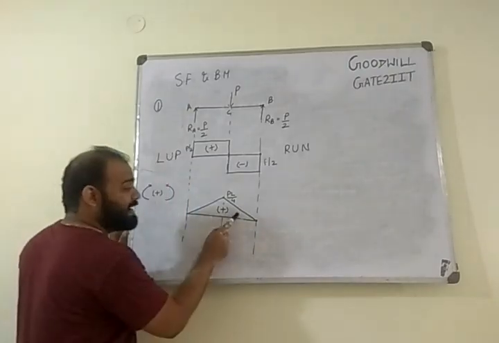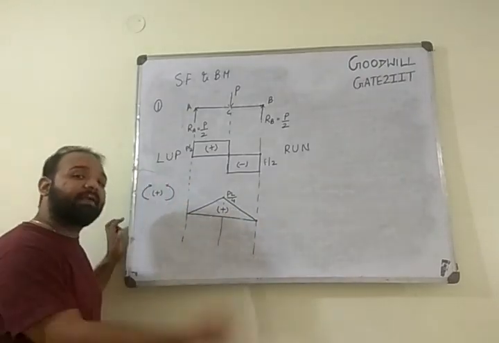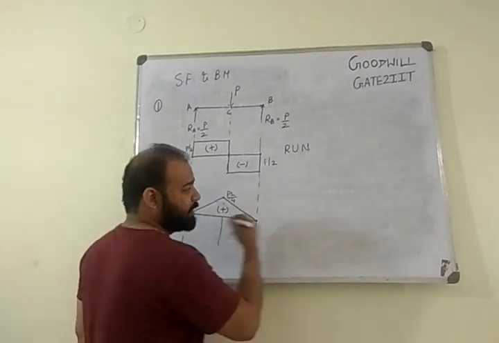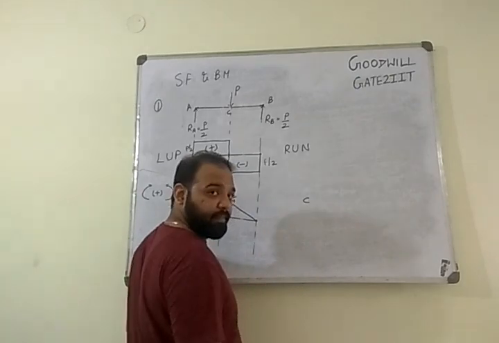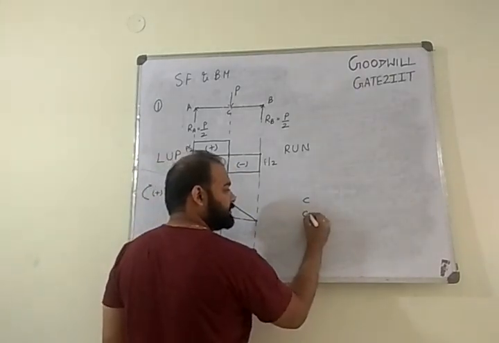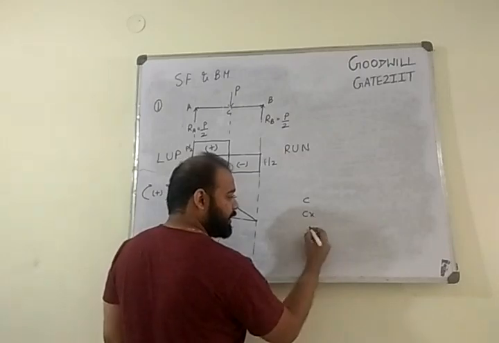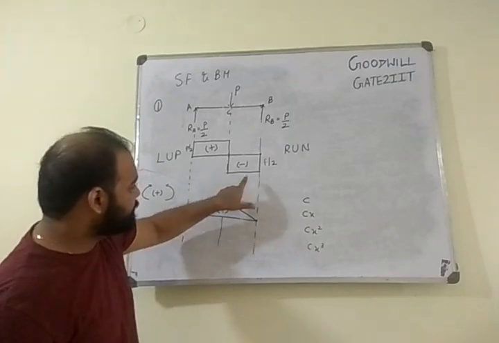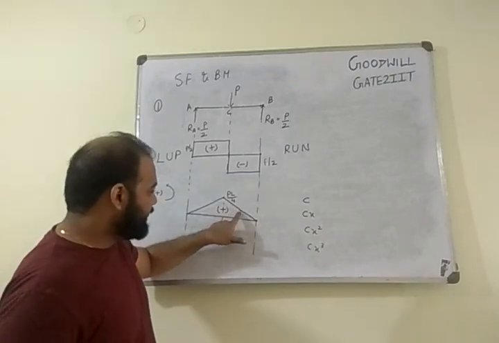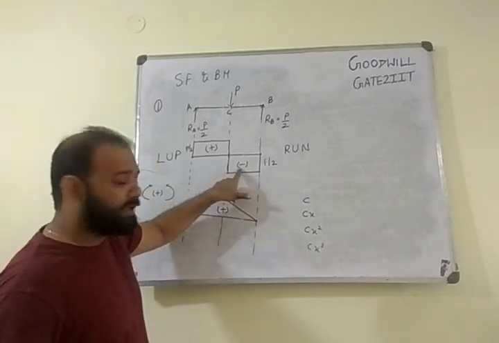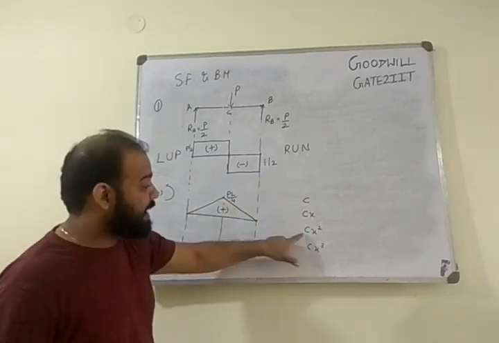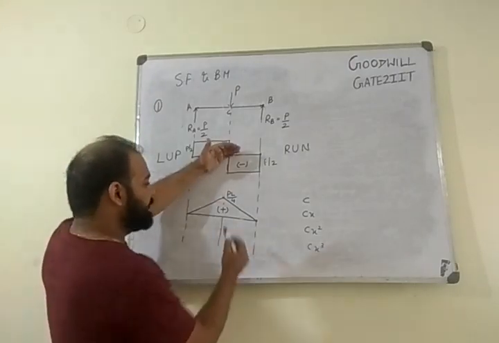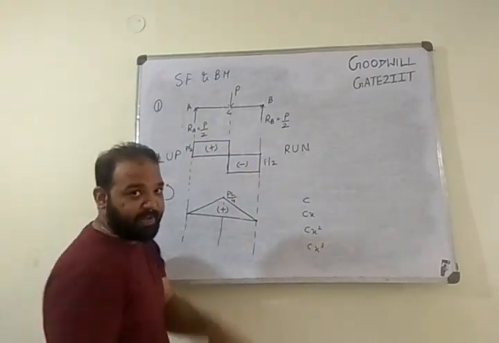Now what do you mean by this? Your bending moment diagram is one order higher than the shear force diagram. What do you mean by higher order? Anything constant in maths is, let's say, C. Higher order means C into X, then C into X square, C into X cube. So if your shear force diagram is constant, your bending moment diagram is linear. If your shear force diagram is linear, your bending moment diagram will be parabolic or quadratic, and so on. In other words, your shear force diagram is one order less than your bending moment diagram.